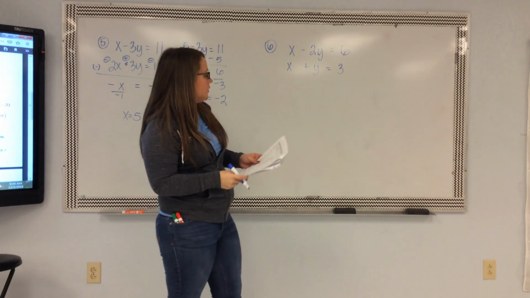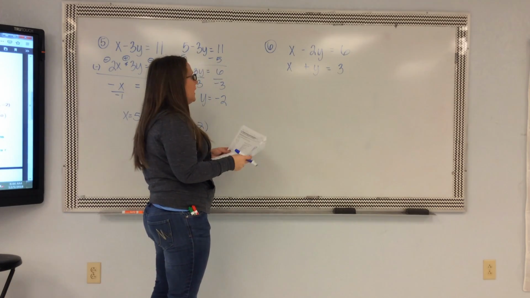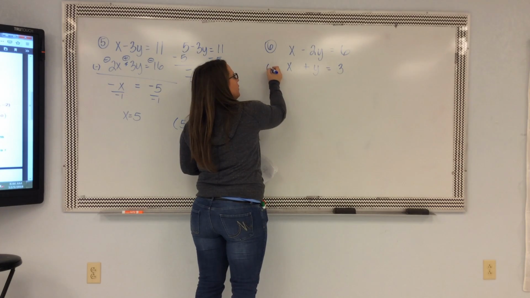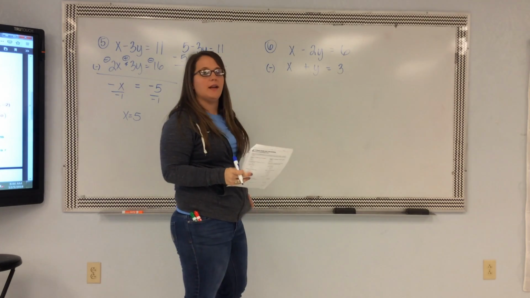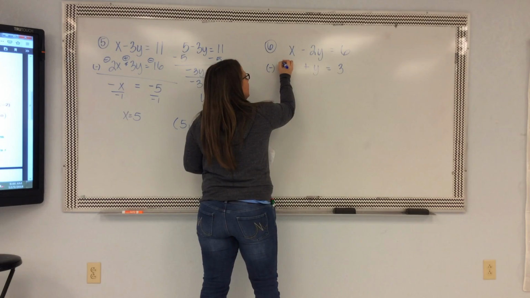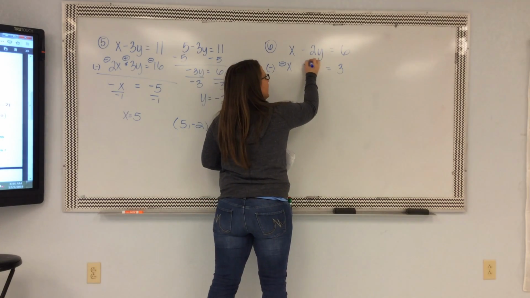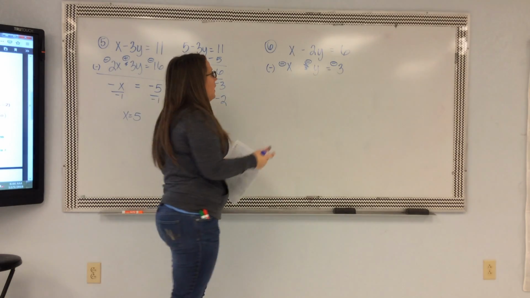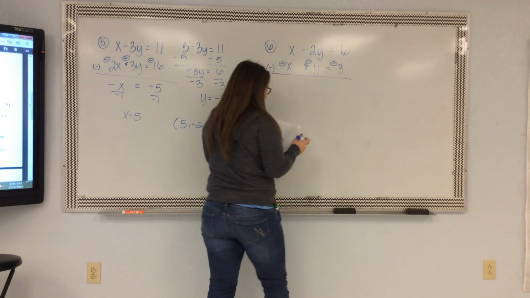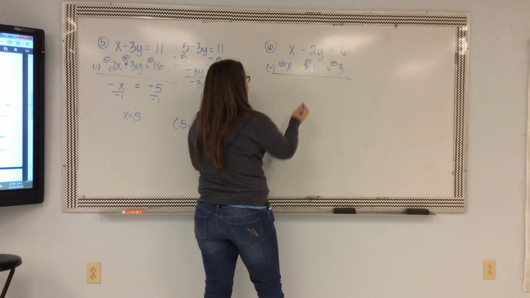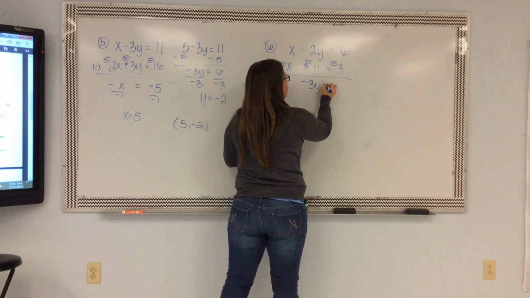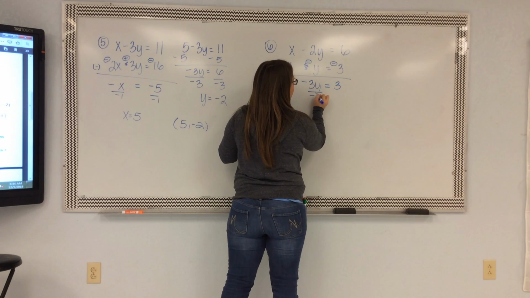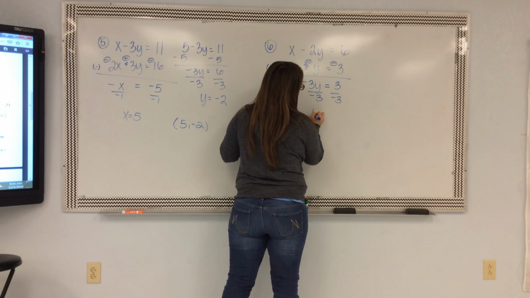Number 6 is x minus 2y is equal to 6, and x plus y is equal to 3. Once again, I have x's on top of each other, but they're both the same sign, so I'm going to distribute a negative through. That makes this a negative, that makes this a negative, and that makes this a negative, because they were all positive to begin with. X minus x goes away. Negative 2y minus y becomes a negative 3y. 6 minus 3 becomes a positive 3, so I divide both sides by a negative 3 and get y is equal to negative 1.